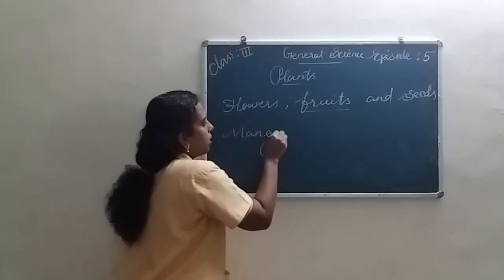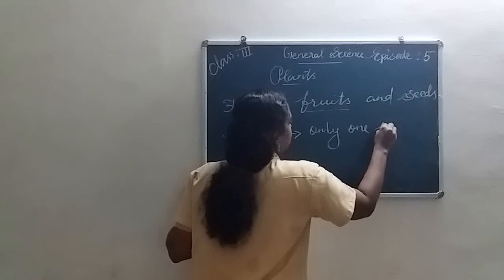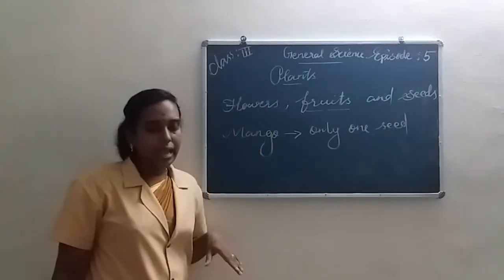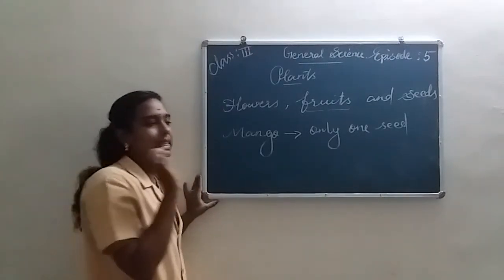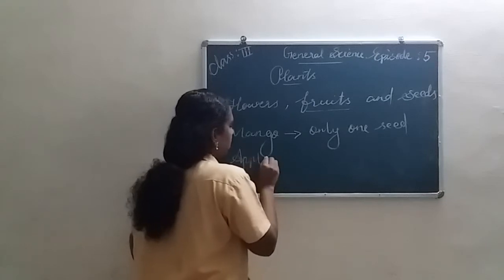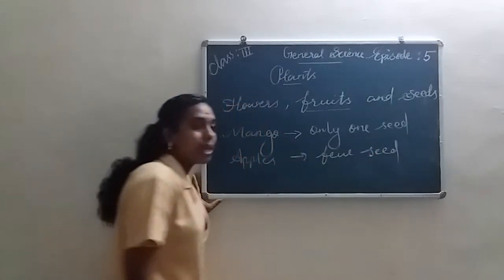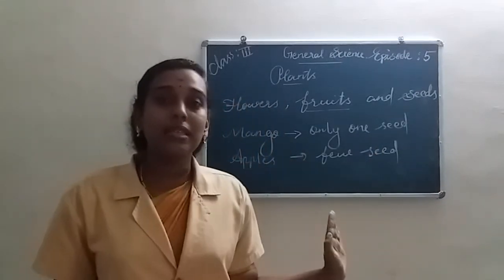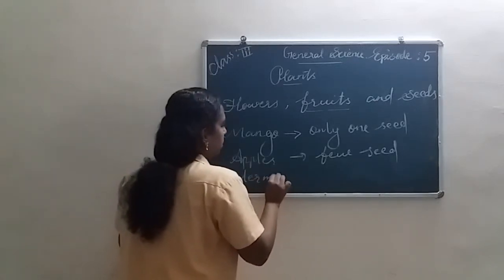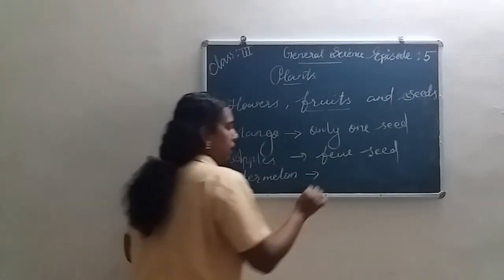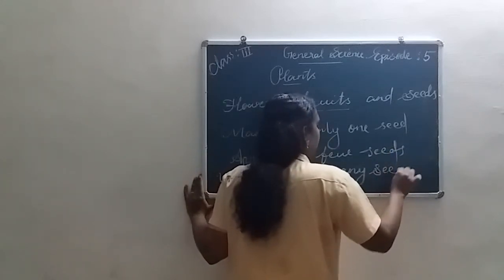Some fruits like mango have only one seed inside them. And some fruits like apples, pears, etc. have few seeds inside them. And some fruits like papaya and watermelon have many seeds inside them.